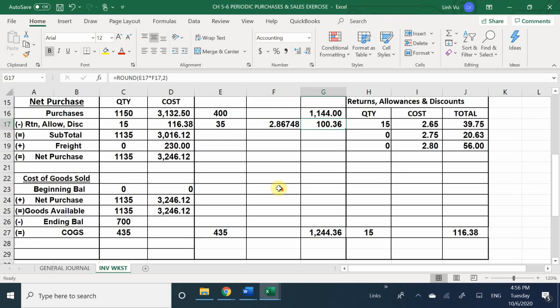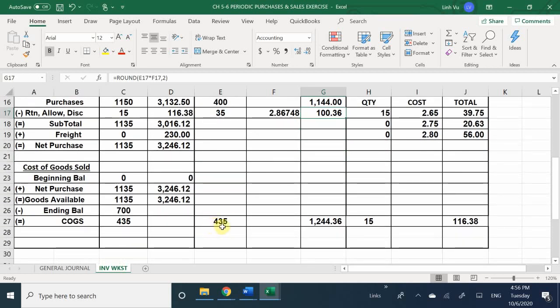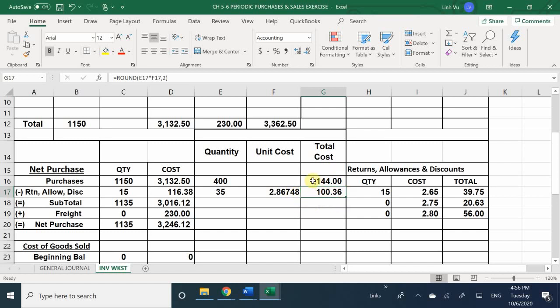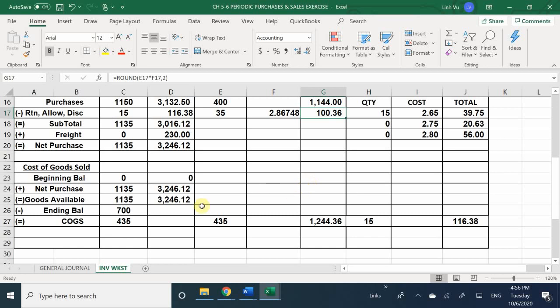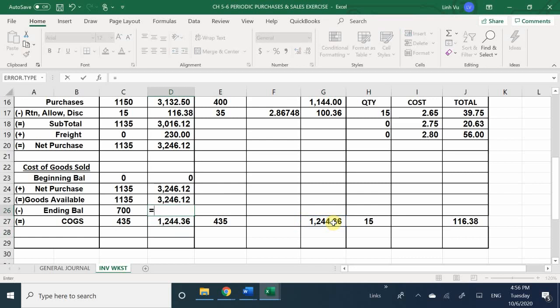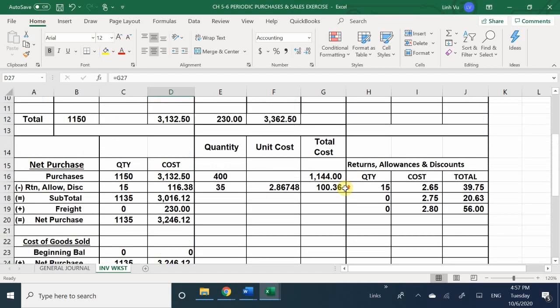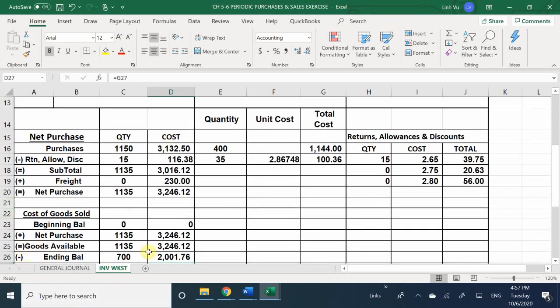Good. Now here I added up, so I have 435. I'm going to add this 136 to my 1144, and I get a grand total of 1244.36. What is my total ending inventory going to be? $2,176. So now that we have this complete total amount, we can properly journalize our conversion entry.